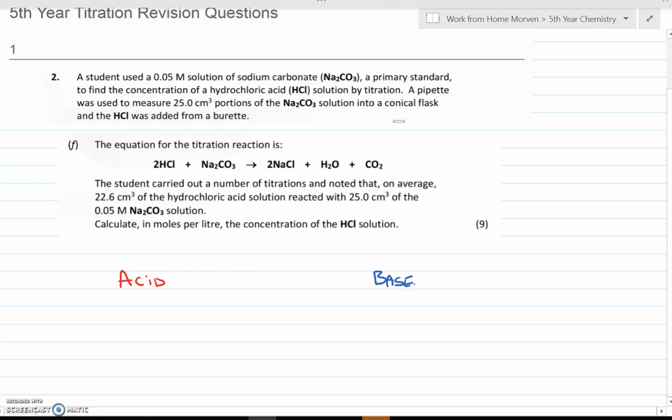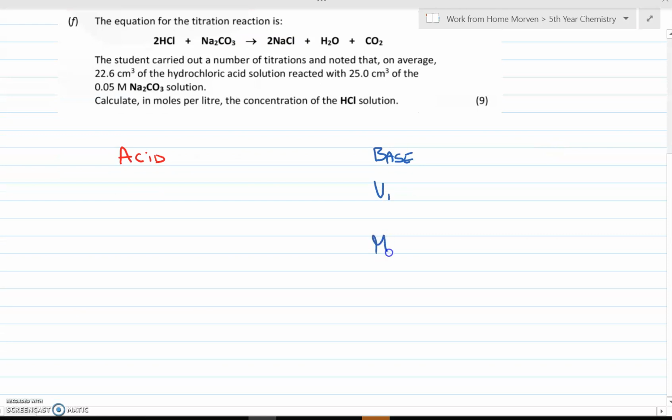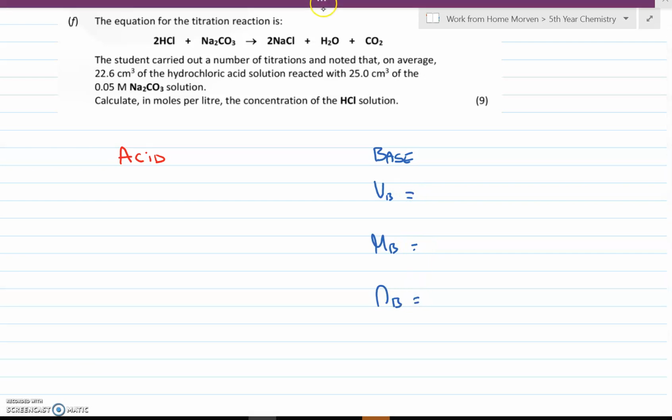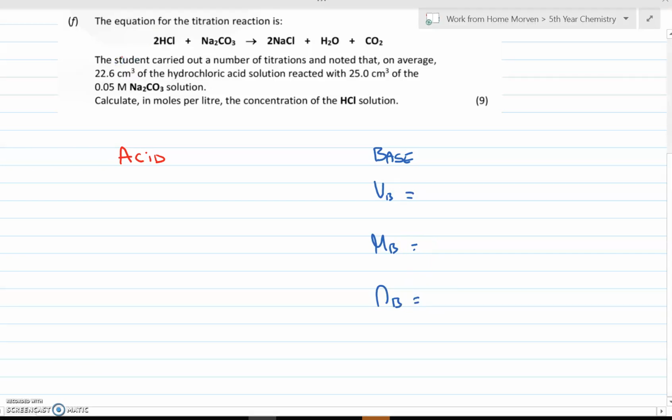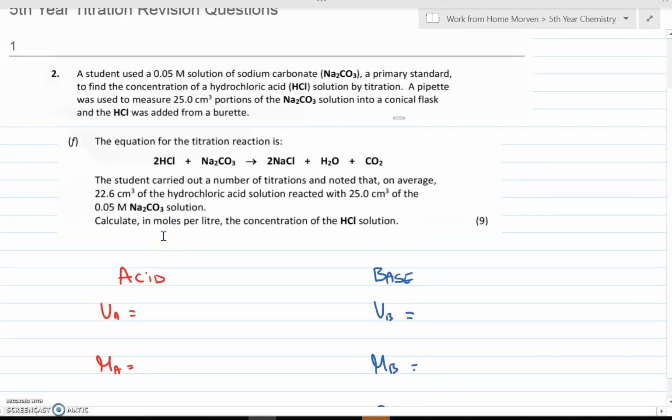Now, a couple of things we need to find. We need to find the volume of the base, the molarity, which is the strength, and the number of moles of the base that are used. So there are the three things we need to find for that. And exact same for our acid: the volume of the acid, the molarity of the acid, and the number of moles of the acid used. Okay? Now, we will get this information from the question.